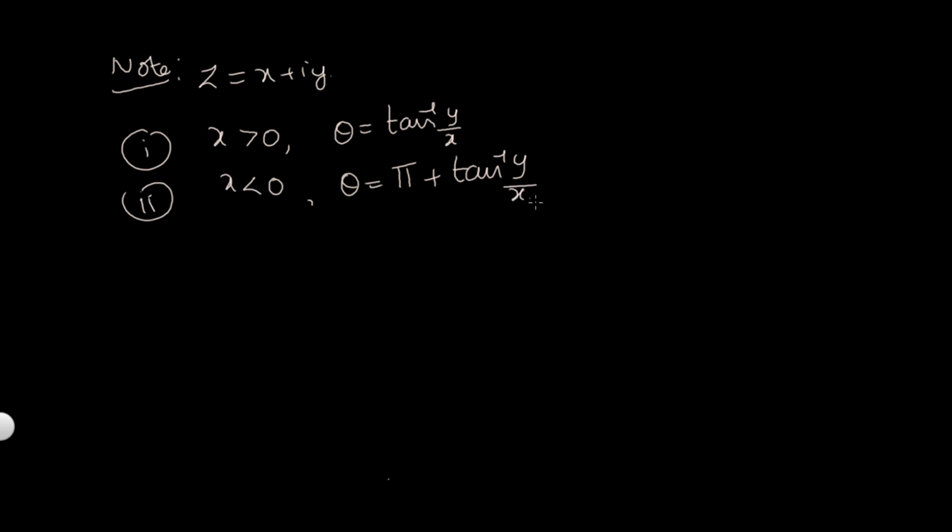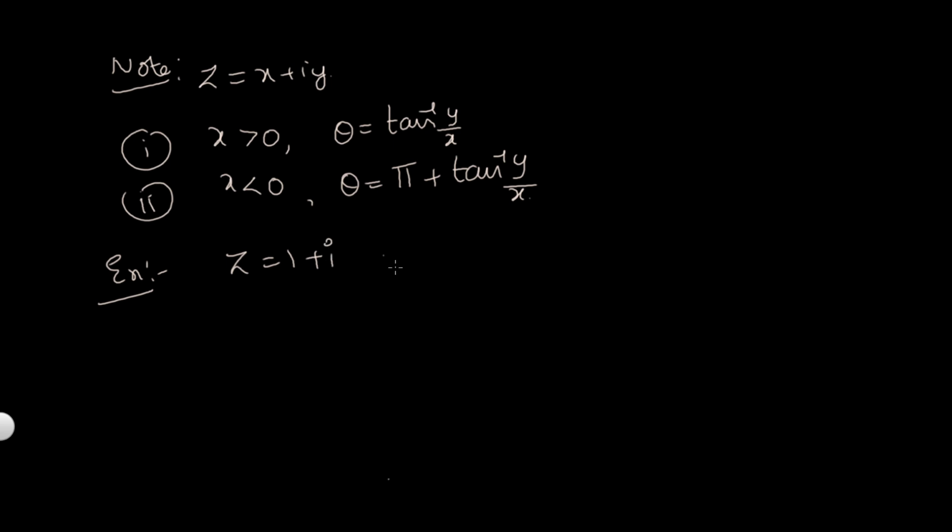So find out the argument of a given complex number by using this formula. If z is equal to x plus iy, if x is positive, theta equals tan inverse y by x. If x is negative, theta equals pi plus tan inverse y by x. Questions are like these only. If z equals 1 plus i is given as the complex number.